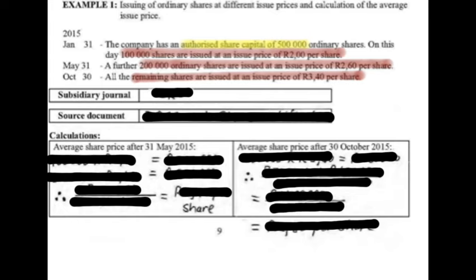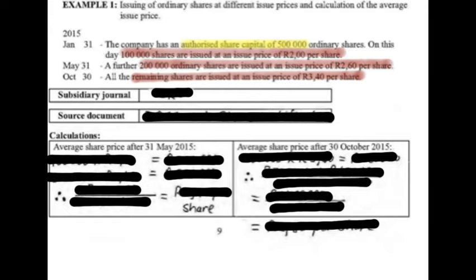So on that same day, 31st of January, 100,000 shares are issued at an issue price of R2 per share. So on the 31st of May, a further 200,000 ordinary shares are issued at an issue price of R2.60 per share. On the 30th of October, all the remaining shares are issued at a price of R3.40. Now the prices are different because every time the markets will be different, and because the markets fluctuate, so do our different issue prices.